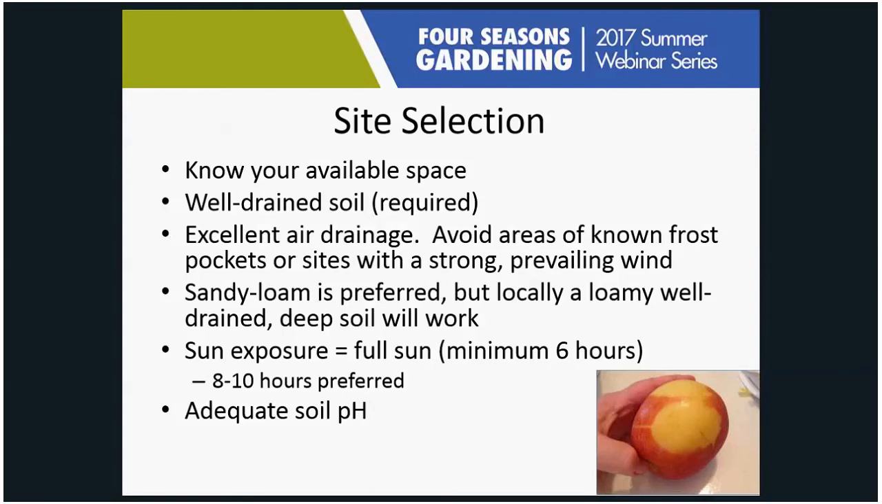It's important to have adequate sun exposure. So you'll need full sun, a minimum of 6 hours. 8 to 10 hours is preferred. You can see in the photo here that the light is important. It aids in the coloring of the fruit and also the drying out of the leaves to prevent some possible disease occurrence. And be sure to have that adequate soil pH.